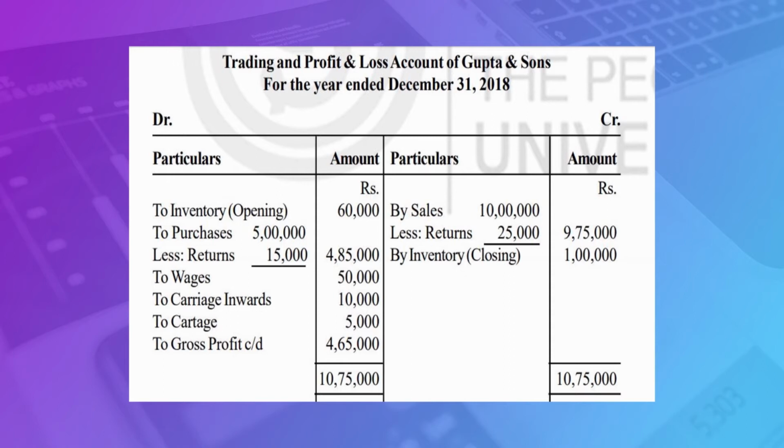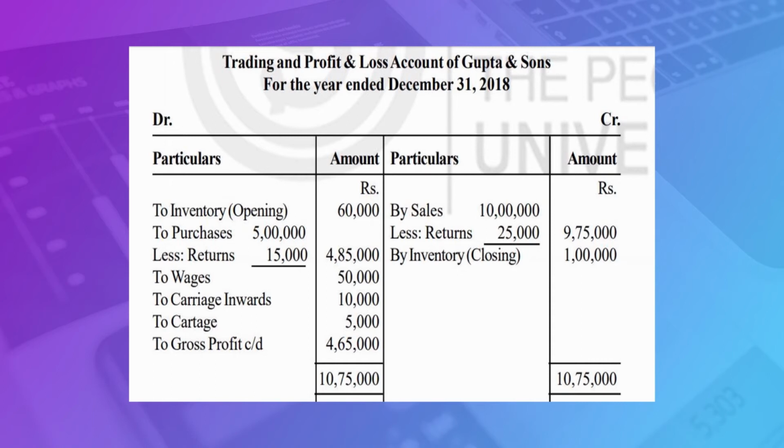So, it will be written on the debit side of the trading account, to opening stock 60,000. Then I have told you that the items which are related to the goods are always recorded in the trading account. So, here we have total purchases of rupees 5 lakh less purchase returns. We have been provided with the information, purchase returns 15,000. So, therefore, the net purchases is 4,85,000.